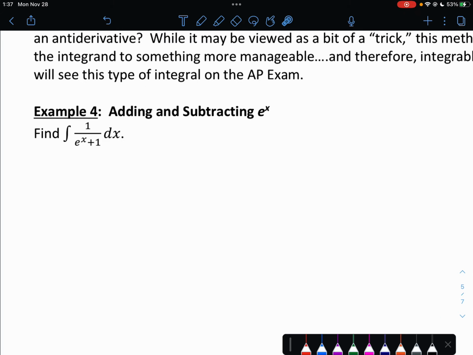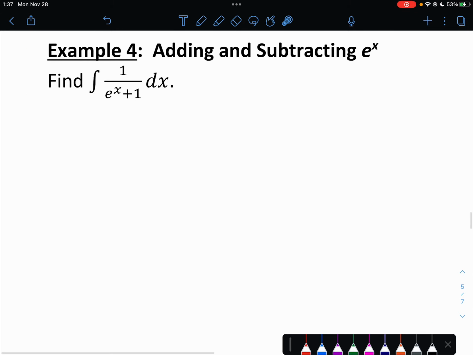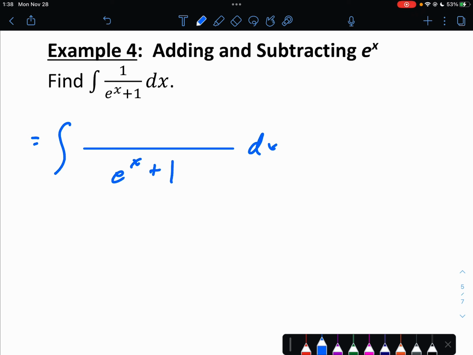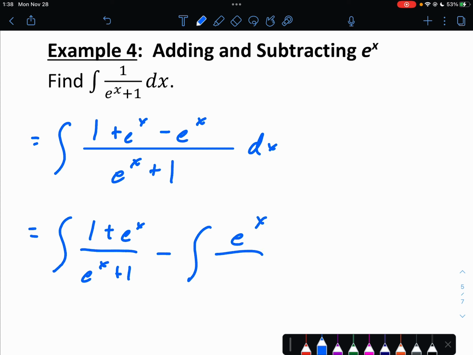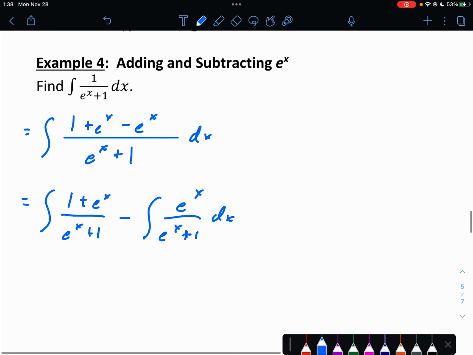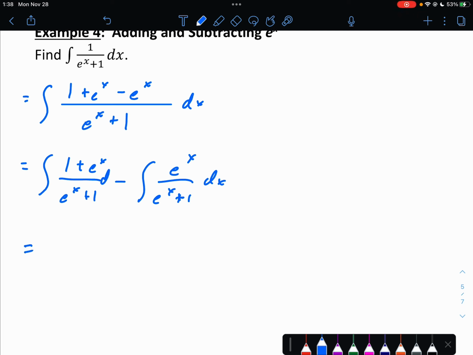So, for example 4 here, I'm going to start by writing it with the same denominator. In the numerator, I'm going to do 1 plus e to the x minus e to the x. Why would I do that? Well, watch what happens now if I separate this into 2 separate integrals. Well, this is just 1. So now I'm integrating, oh, I forgot dx there.